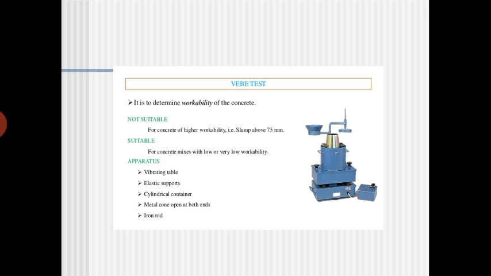Normally this VB test, we can call it a VB meter. It consists of a vibrating table. On the right hand side you can see the vibrating table at the bottom, which is supported with a vibrating platform. Above that you can see one cylinder. Then above that is a golden color hopper bottom metal cone, which is opened at both the ends. Then there is an iron rod.